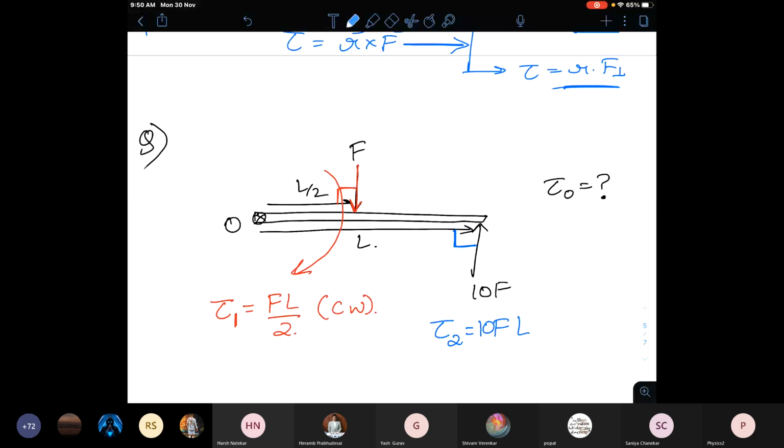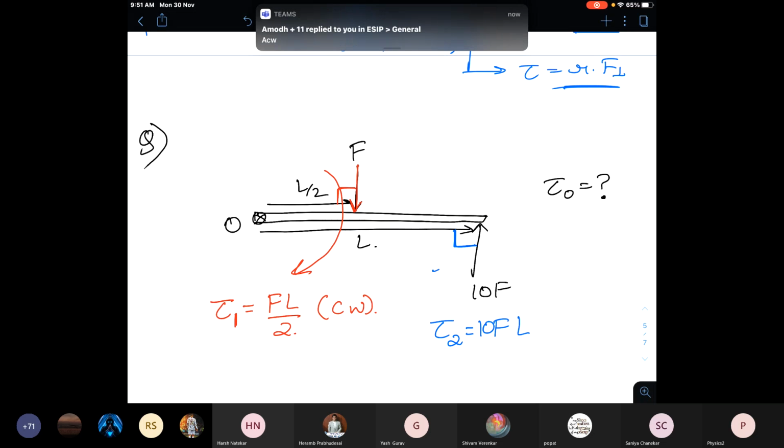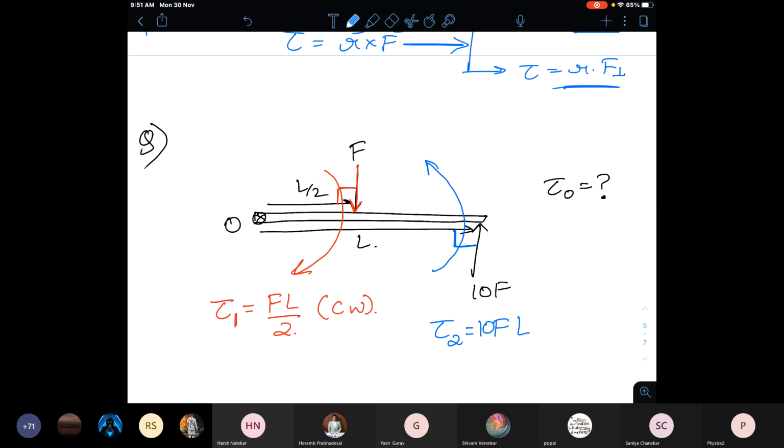What about the direction? When you are writing the direction because of this force, forget that F force is acting on the rod. Just concentrate on 10F force. If 10F force is acting on the rod, it has the tendency to move the rod in anti-clockwise direction. So the torque due to the second one will be considered in anti-clockwise direction.